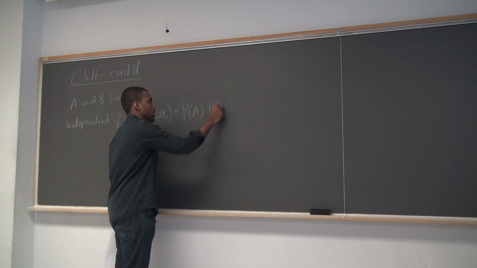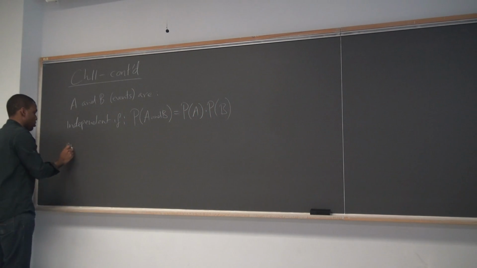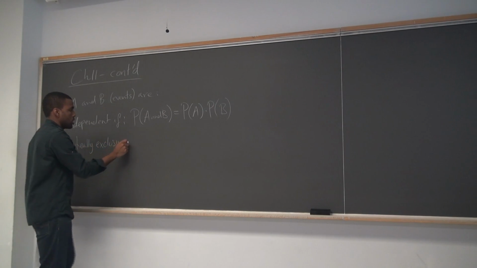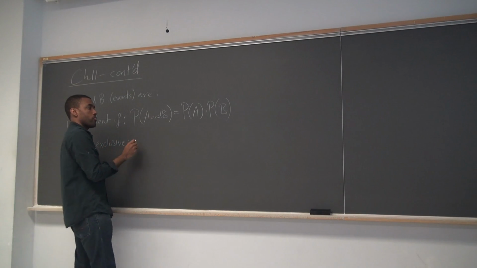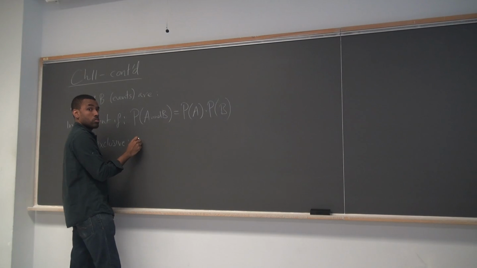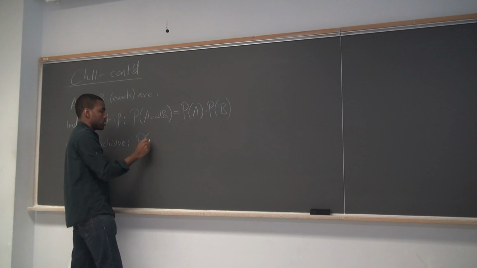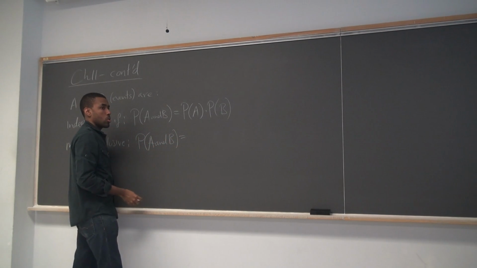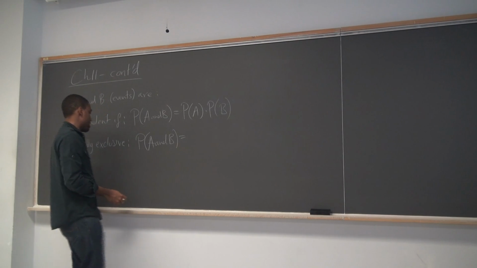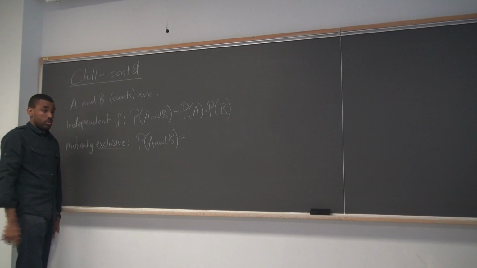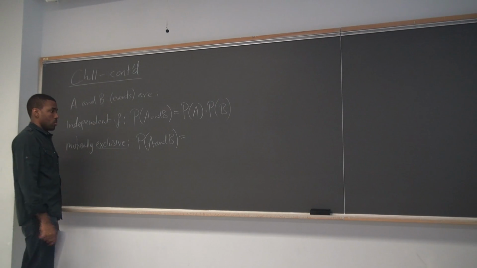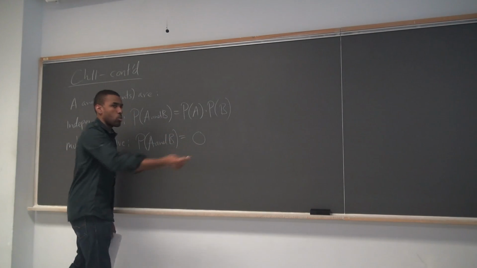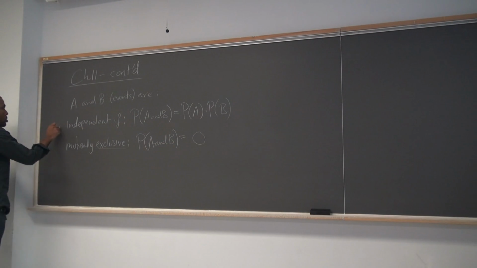So remember that does not work in general. That's just for independent events. We have also mutually exclusive. What's the mutually exclusive? P of A and B is what? What does mutually exclusive mean? Exclusive. One excludes the other. So what's the probability of both of them happening? Zero, because if one happens, the other won't, right? That's called mutually exclusive. So those were some things we looked at.